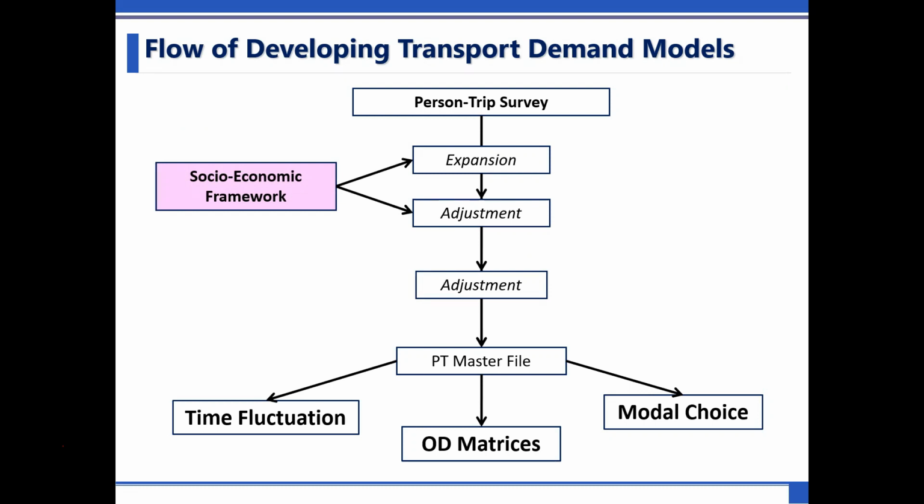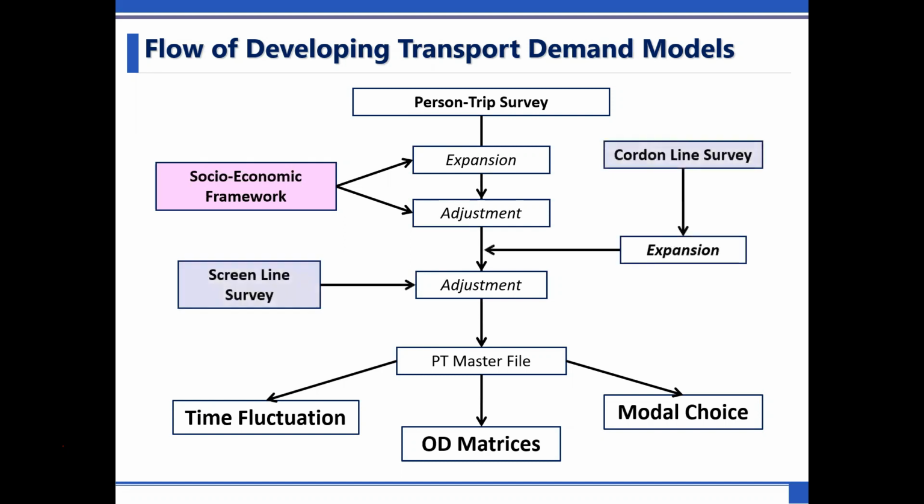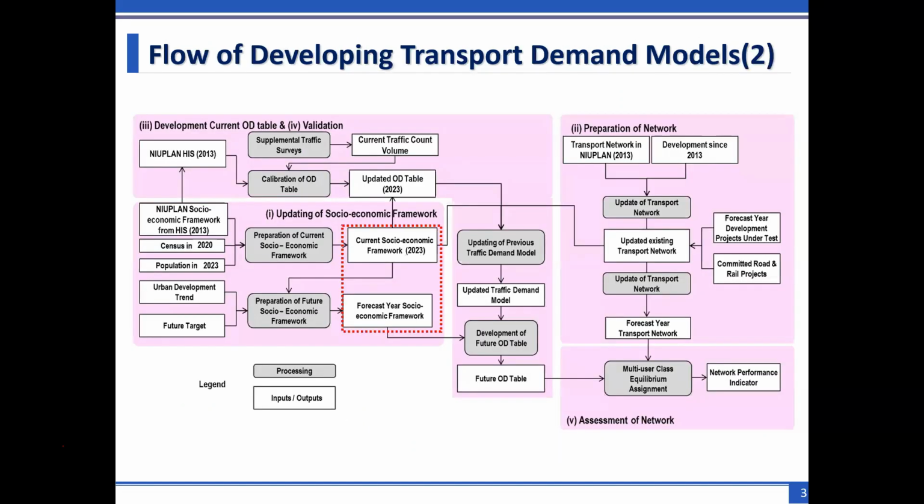Additionally, to expand the person trip survey data, some supplementary traffic surveys, including screen line surveys and cordon line surveys, must be conducted. These issues will be explained in the next lecture today. Based on the traffic demand and socio-economic framework in the metropolitan area, a transport demand model can be developed. Don't be afraid of such a complicated figure.